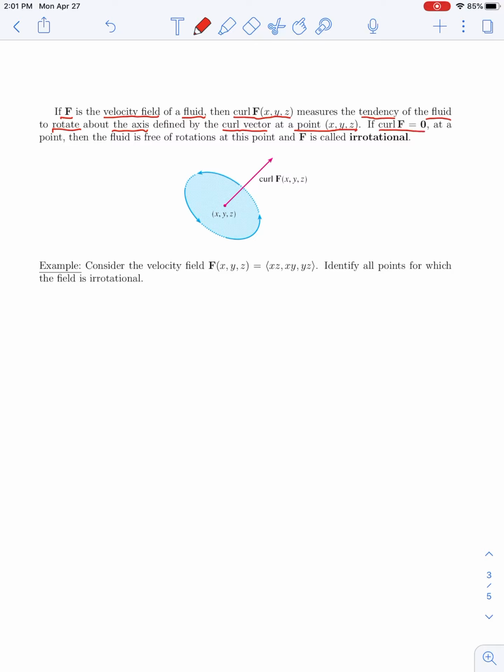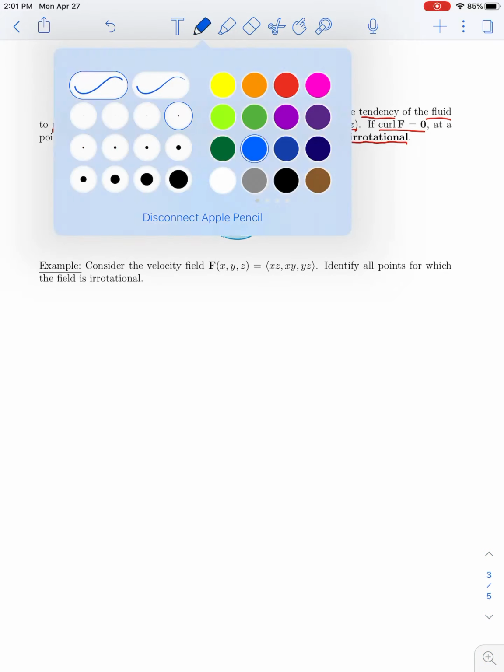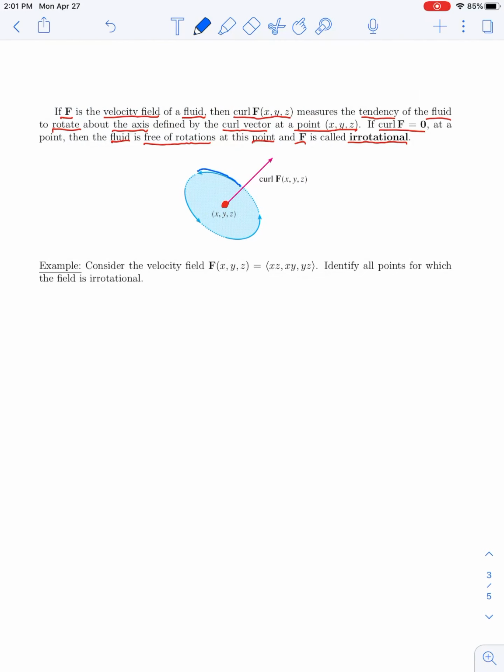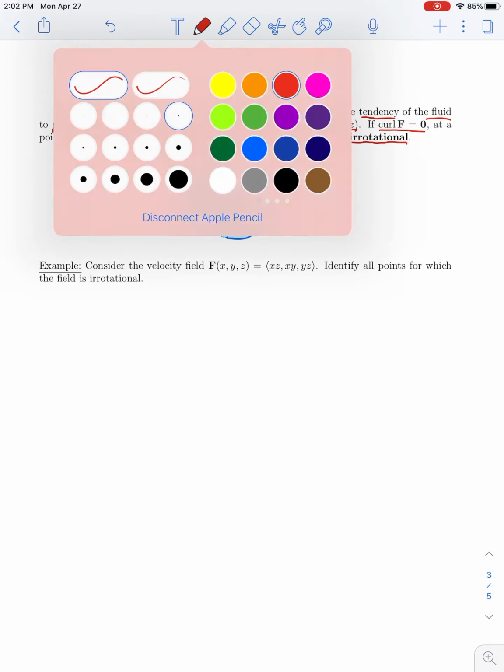Now, in the case that the curl of f is the 0 vector at a point, that means that fluid would be free of rotations at that point. And in that case, f is called irrotational. So physically here, if we have some fluid which occupies a region of space, at any point x, y, z within that fluid, the curl gives a measure of the tendency of this fluid to rotate about the axis defined by this curl vector.